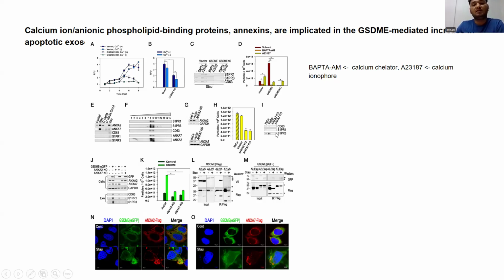And through the immunoprecipitation, it was found that Gasdermin E is co-localized with annexin A2 and A7, and that was also confirmed through the confocal microscopy, where Gasdermin E is completely co-localized with annexin A2 and annexin A7.